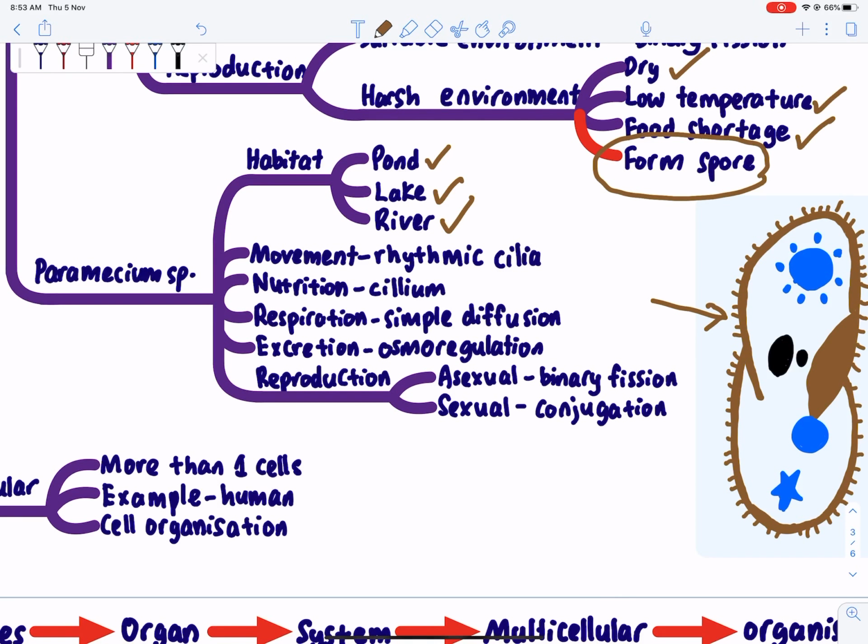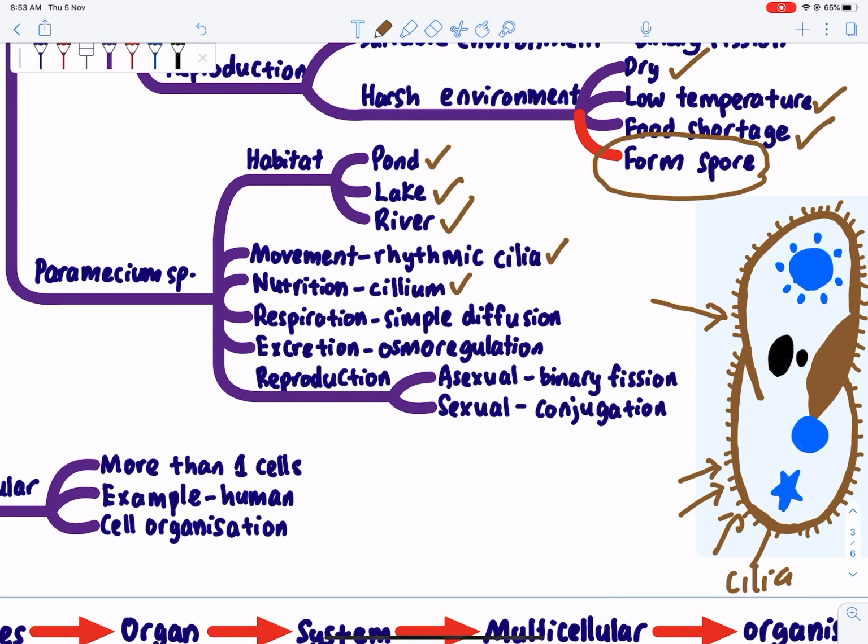Movement is by rhythmic cilia. If you look at the outer surface, at the plasma membrane, they have a structure we call a cilia. That's the arrow one. This cilia has movements that help the paramecium to move around inside the water, from one place to another place.